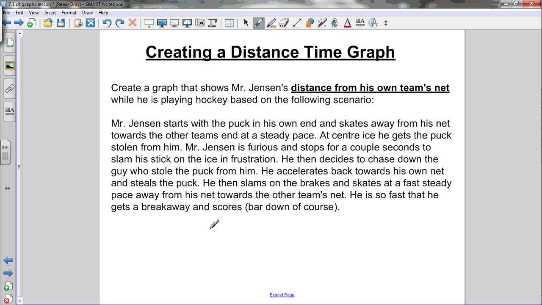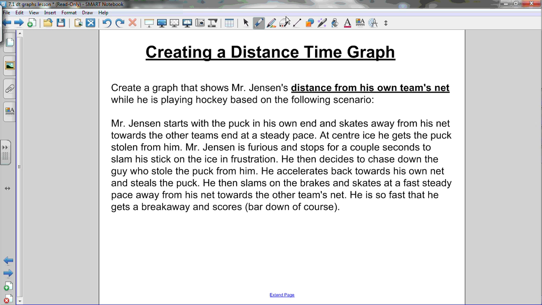And one more question after this. So that's it for that one. Let's do our last question now. Let's actually create a distance time graph. So create a graph that shows my distance from my own team's net while I'm playing hockey based on the following scenario. So I need to read the scenario and divide this into sections that I can make a distance time graph for. So I start with the puck in my own end.